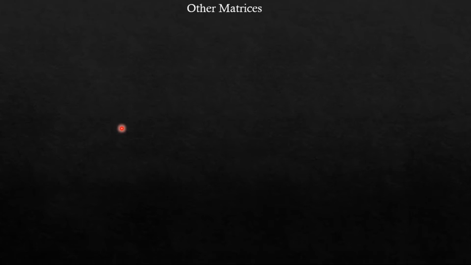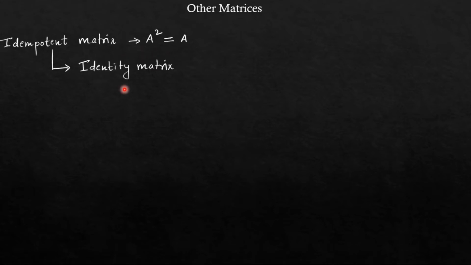Now let me define some other matrices which are not that much important, but you need to remember the names. First is your idempotent matrix. Now what is an idempotent matrix? A matrix in which if you take a square, you will get the original matrix. That is called an idempotent matrix. If you take the square, you will get the original matrix, then it is an idempotent matrix.